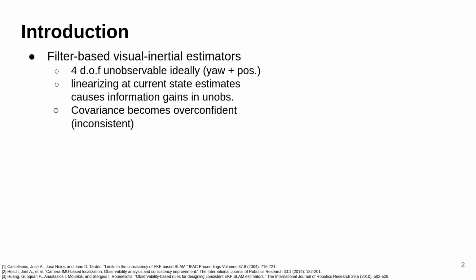From an observability perspective, an ideal VINS should have 4 unobservable directions, corresponding to global yaw and position. But the standard EKF, which linearizes at the current estimates, makes the global yaw observable, and causes the filter to gain extra information, thus becoming overconfident and inconsistent.